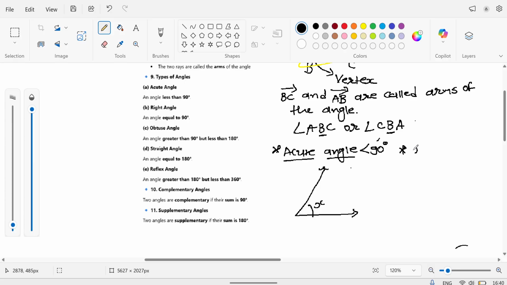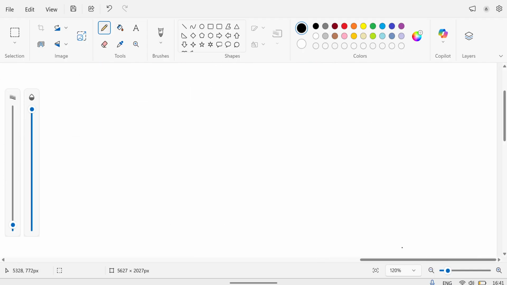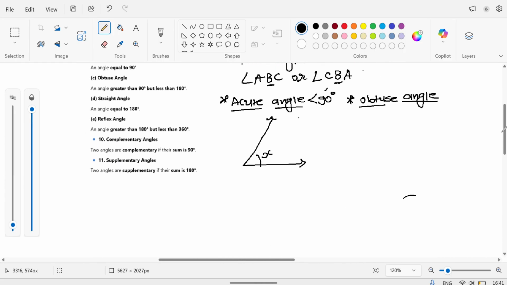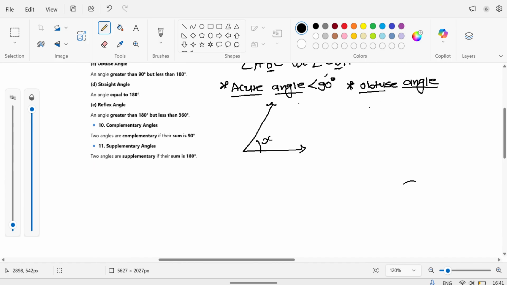Another one is the obtuse angle. The obtuse angle is basically greater than 90 degrees. Let's suppose this is angle x, and if it's greater than 90 degrees but less than 180 degrees, those types of angles are called obtuse angles.